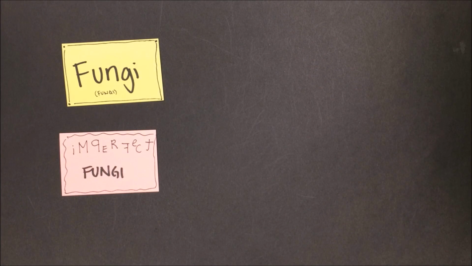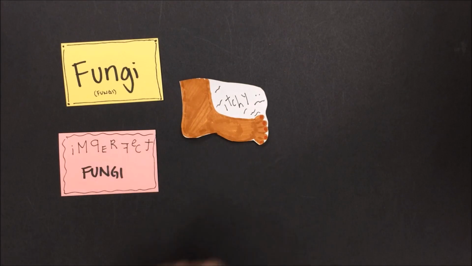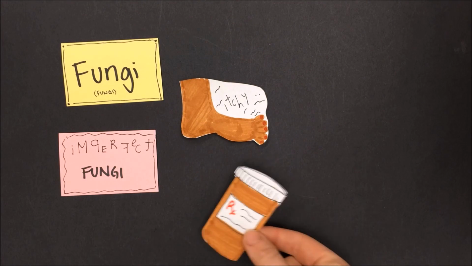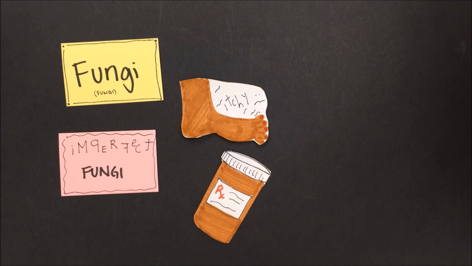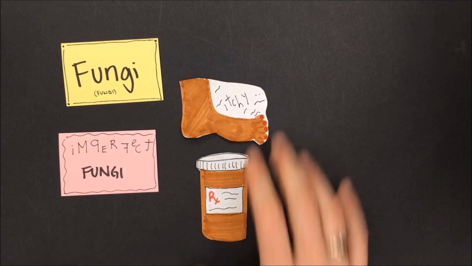Imperfect fungi are fungi that don't really fit into the other categories of thread-like, club, and sac fungi. Examples of imperfect fungi include parasites, such as the fungus that causes athlete's foot, and incredibly helpful fungi, such as Penicillium notatum, which makes a very helpful antibiotic called penicillin.